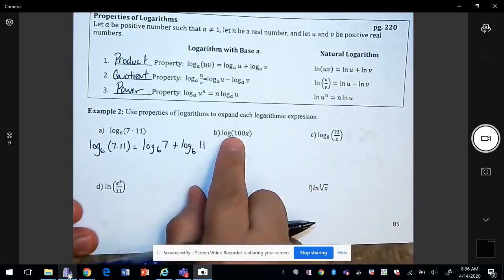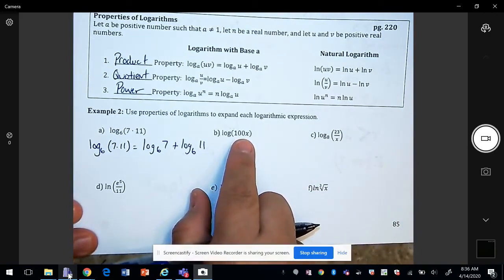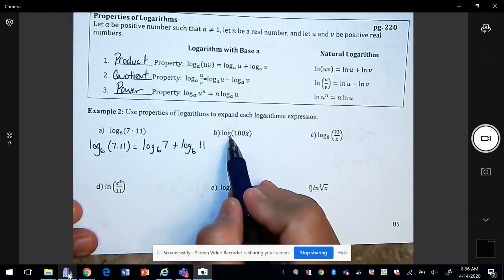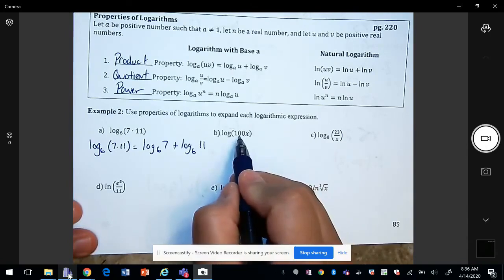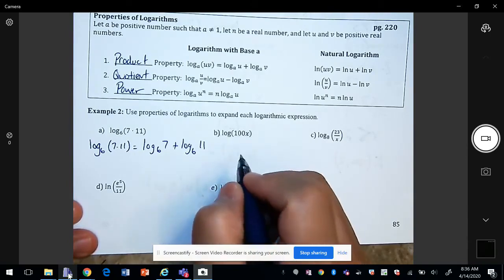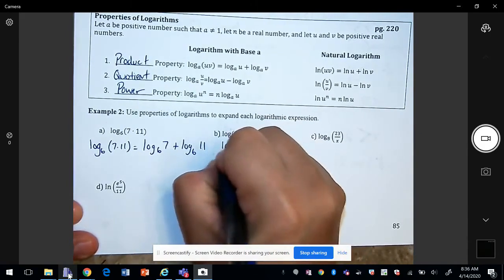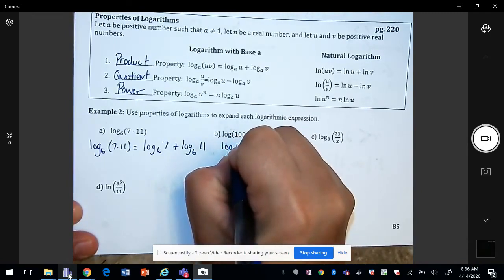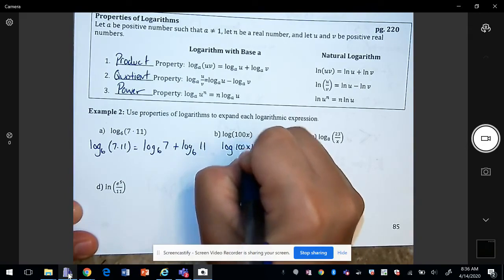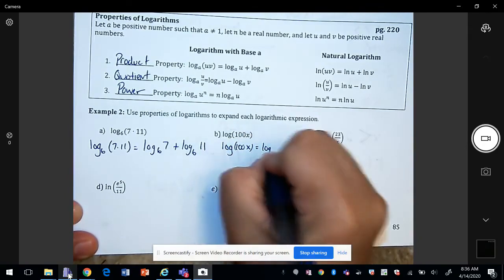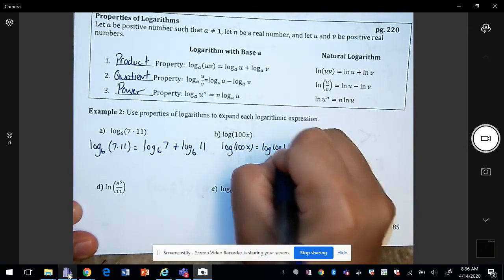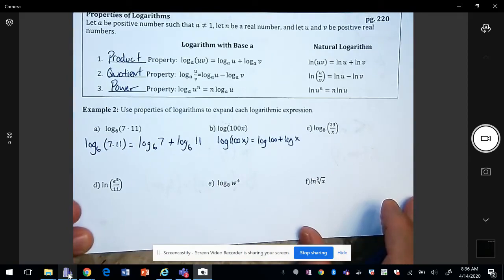If we look at the next one, we have log of 100 times x. The base here is 10, since we don't see a base, and 100 and x are being multiplied, so we can rewrite this as log 100 plus log x. However, here for log 100, we can simplify that further.